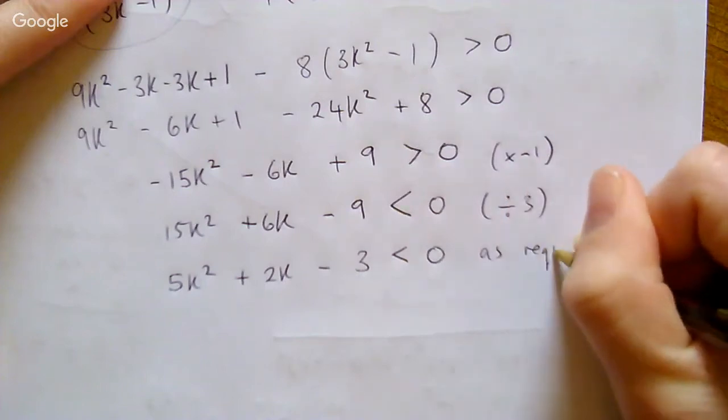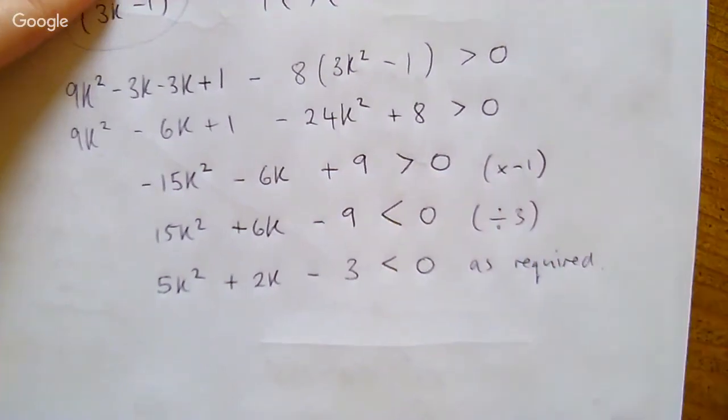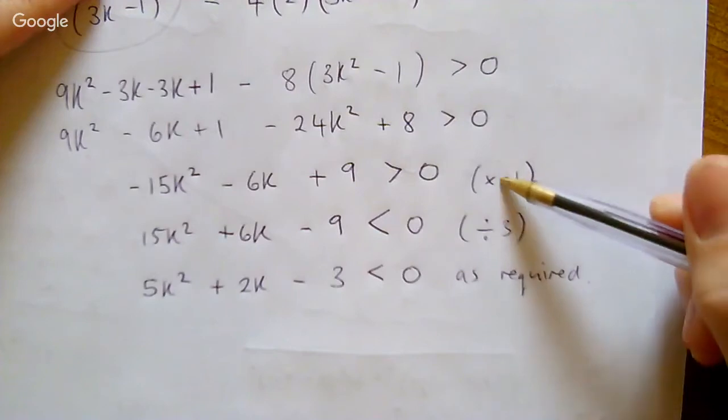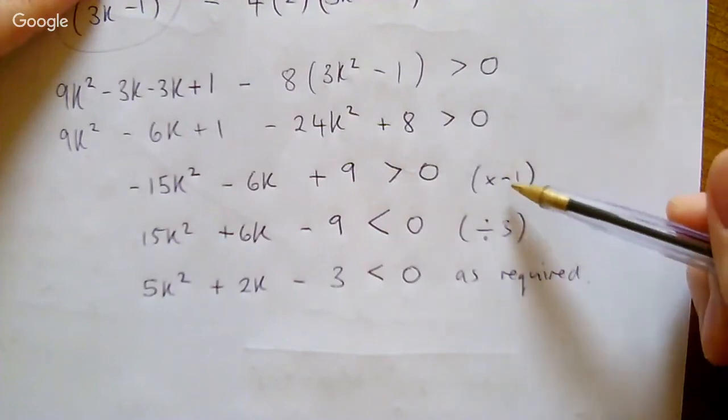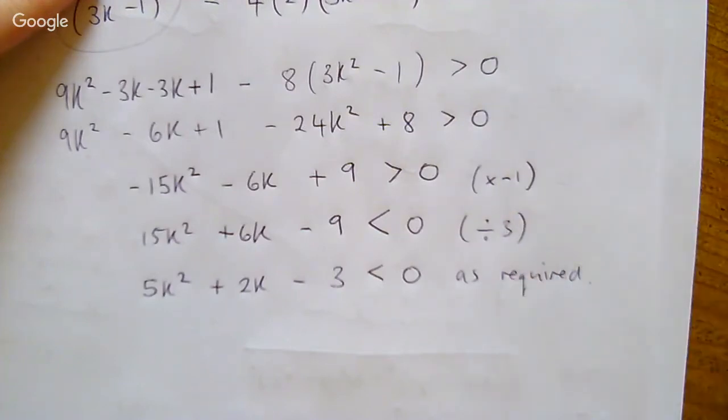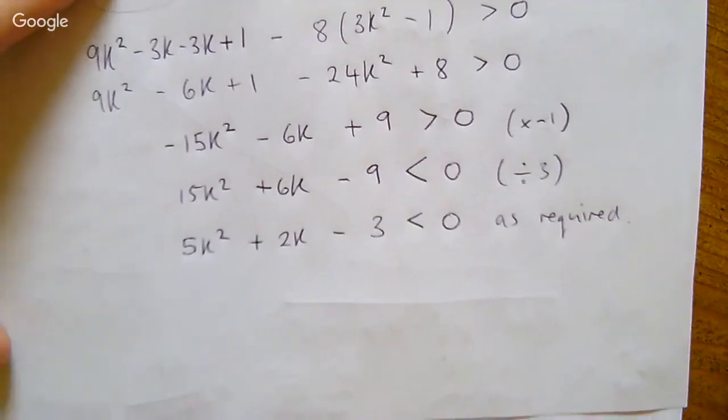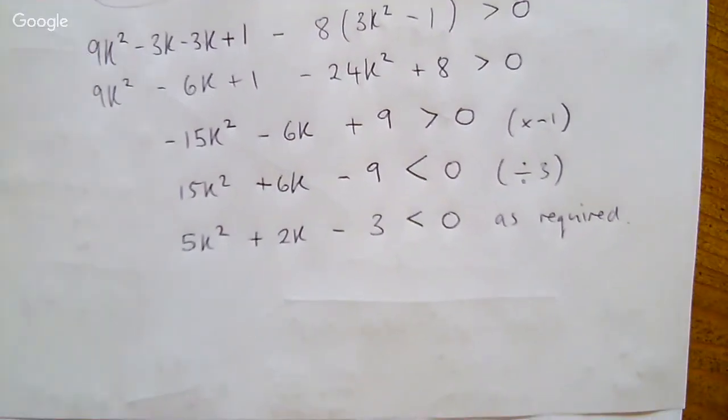That's exactly what they wanted us to have, and that's what I've proven that you've been given. What I could have done here, instead of times by minus 1 and dividing by 3, I could have just divided by minus 3 and it would have done the same job as well. Okay. It then says, find the range of values of k satisfying this inequality.